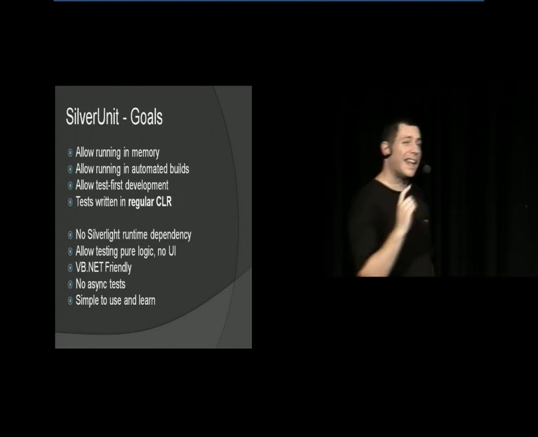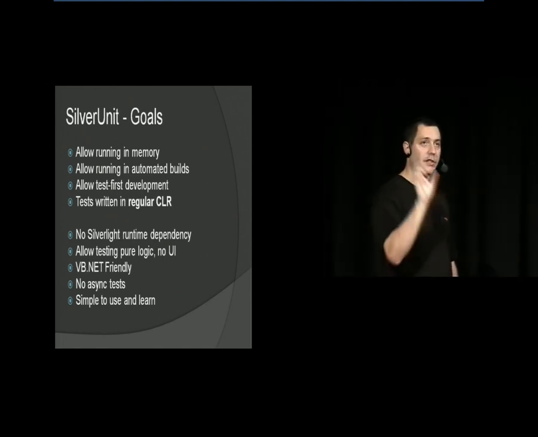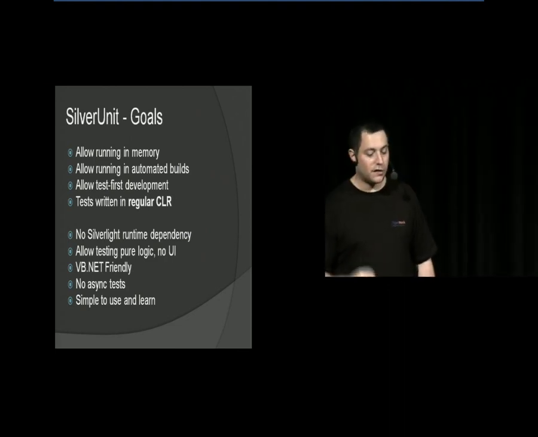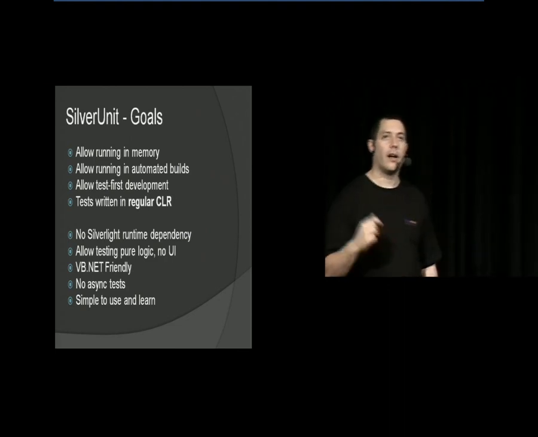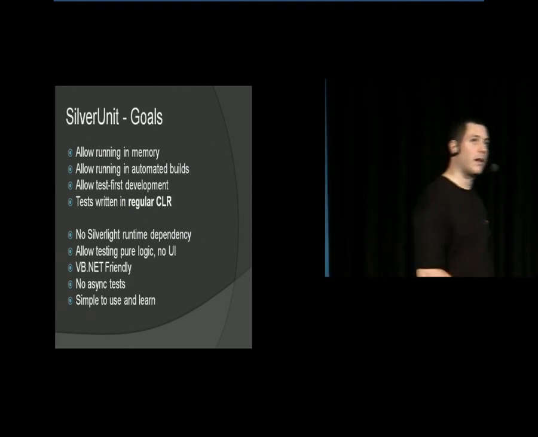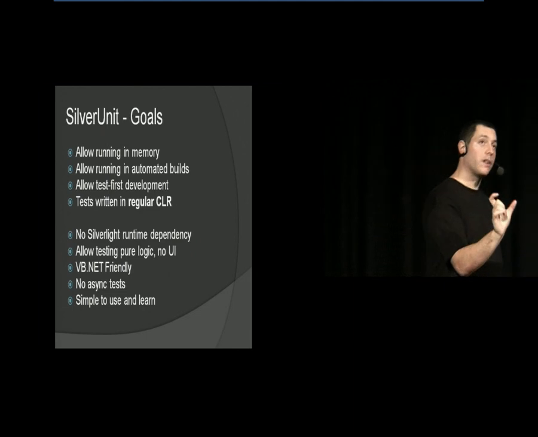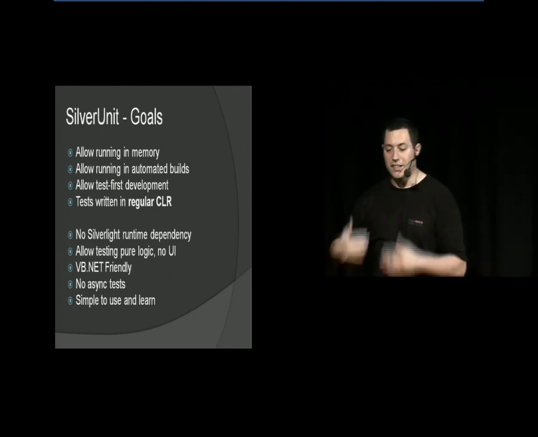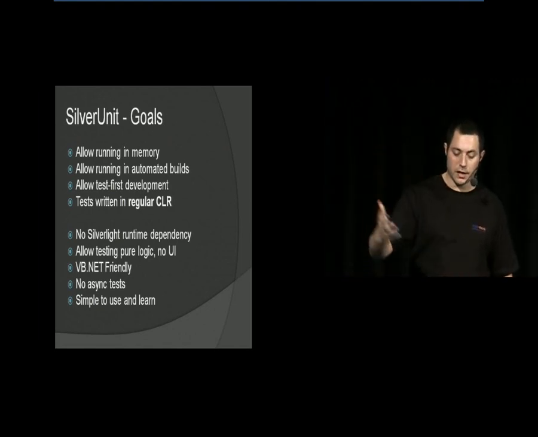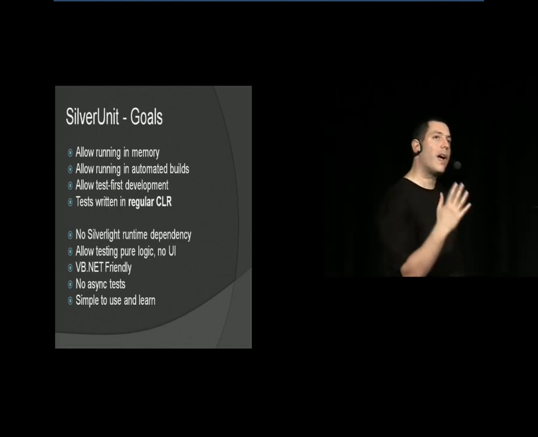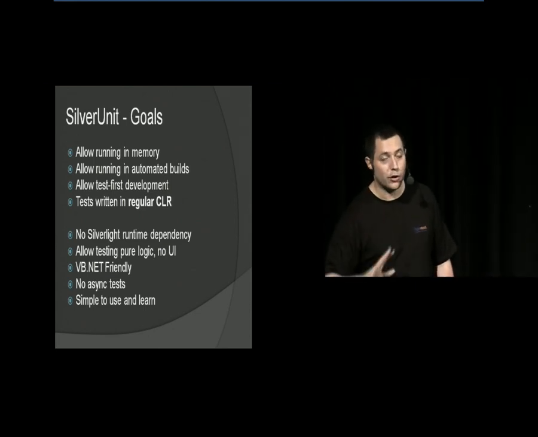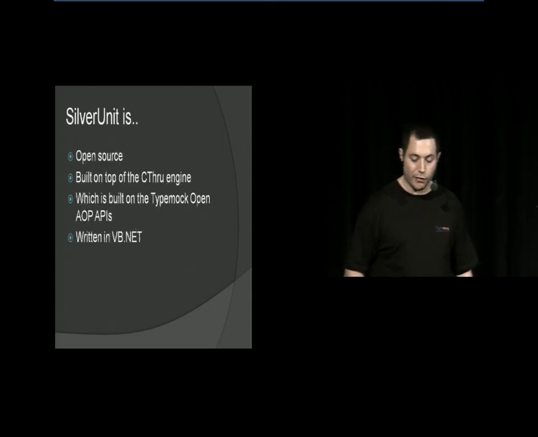You can write the test in any test framework. You just have a special attribute called SilverlightUnitTest that you put on your tests. It's based on the TypeMock OpenAOP API, which means that you need to have a TypeMock license to run this. But the framework itself that's built on it is open source, so you can extend it. If you already have a TypeMock license, you can run this framework and extend it, all the source is there. There are no async tests. It simulates the Silverlight API, but it runs just in memory. No browser needed. And it's very, very simple to use and learn.